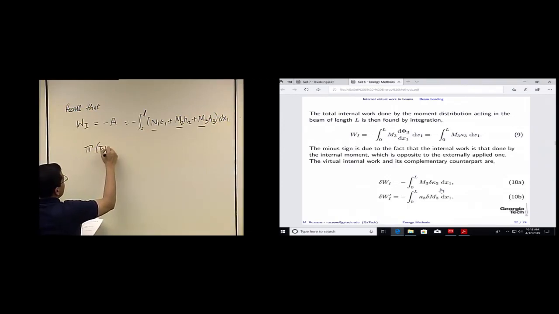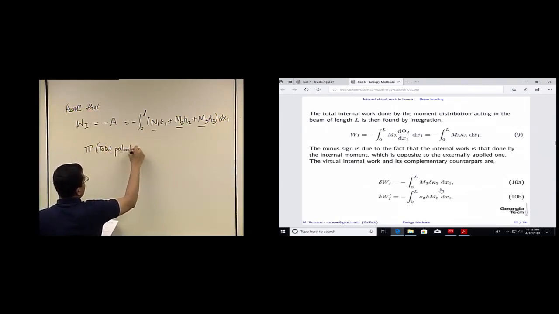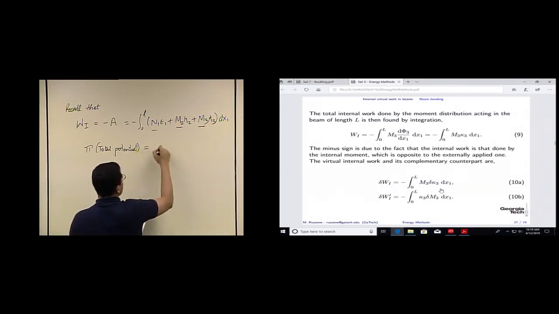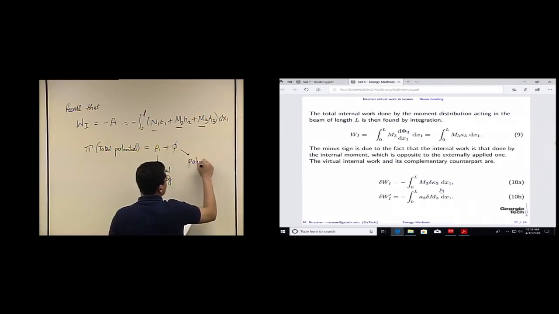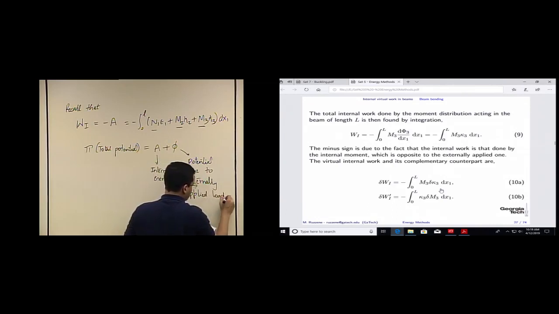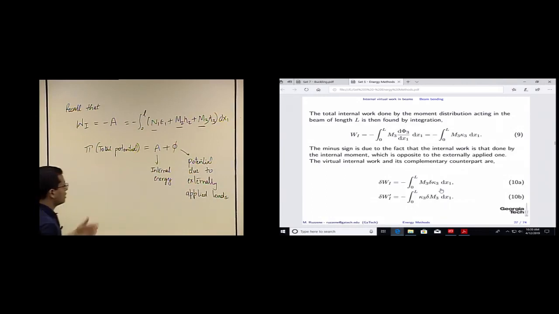And we also know that the total potential is A plus phi, where this is the internal energy, and this is the potential due to externally applied loads. So the total potential is internal energy plus the potential due to externally applied loads.